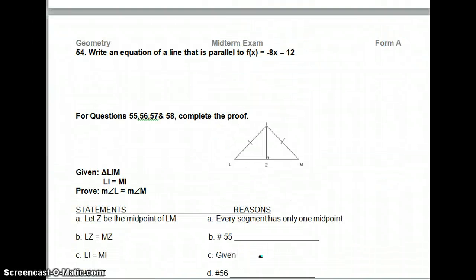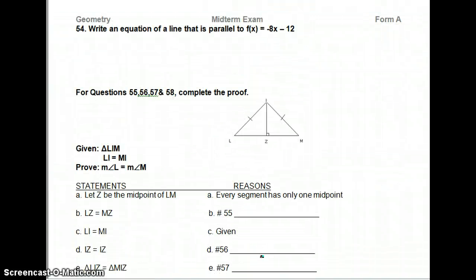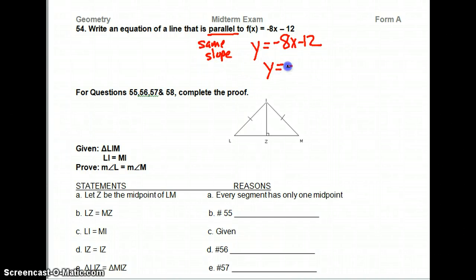54. Write an equation of a line that is parallel to f of x equals negative 8x minus 12. So if this is y equals negative 8x minus 12, a line parallel to that is going to have the same slope. The y-intercept isn't important, so we can just say y equals negative 8x, and we're done.